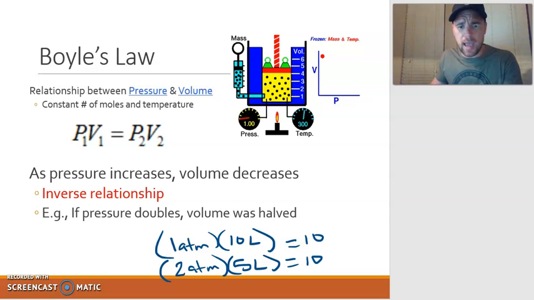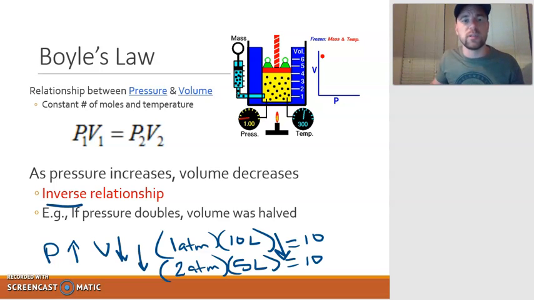So notice what happened to the pressure between these two. The pressure increased, right? Because we went from 1 to 2. What happened to the volume as we went between these two? The volume ended up decreasing. Do you see that? It went from 10 liters to 5 liters. And so we call that an inverse relationship. As pressure increases, volume decreases. That's the relationship between pressure and volume. Okay? And if you play around with the numbers, you can see that. So that's a good thing to remember. So not only remember Boyle's law's equation, but also remember the relationship.